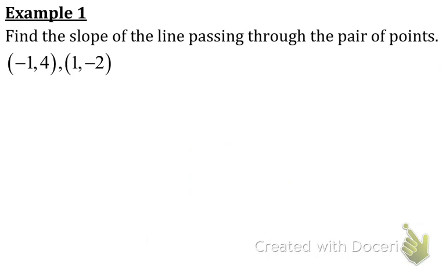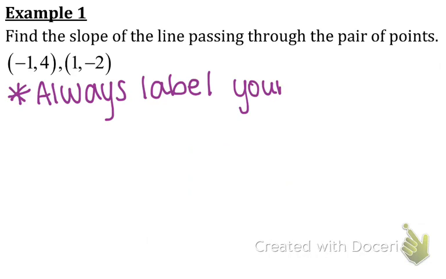Let's do an example. Find the slope of the line passing through the pair of points -1, 4 and 1, -2. So the first important piece to solving these problems is to always label your points. So up in the original problem, I start by labeling the first coordinate in my first point as x sub 1 and the second coordinate y sub 1. So that is my first point here, so that's why they both have the 1. So that'll help me when I'm plugging them into the formula.